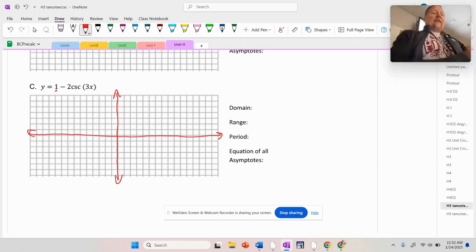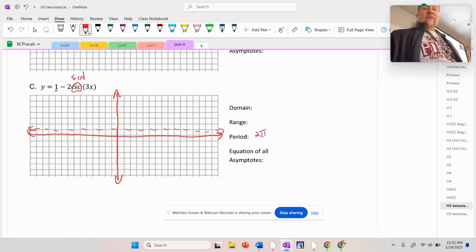So where am I going to put my dotted line? At 1. Okay, I'm not talking about an asymptote. I'm talking about a new axis. Which function am I going to graph first for cosecant? Sine. You've got to know that cosecant's related to sine. What's the period? 2 pi over 3.